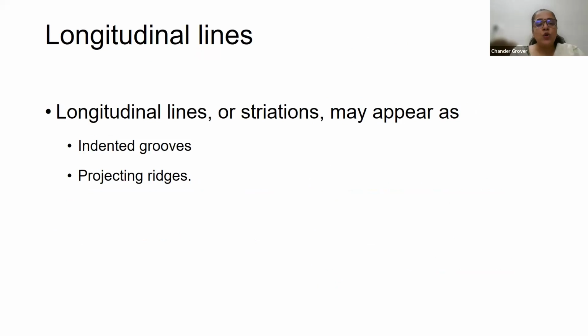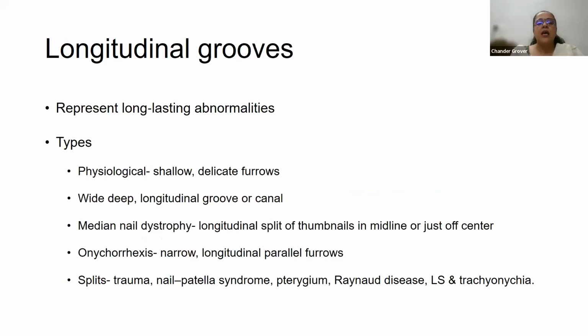The lines can be grooves or projections, that is, ridges. Longitudinal lines can be grooves or ridges. The grooves represent long-lasting abnormalities. Why long-lasting? Because the nail plate will take at least 6 months for a fingernail and 12 to 18 months for the toenail. That means the problem has lasted for this much time, so that the whole nail is now showing you a groove or a line.